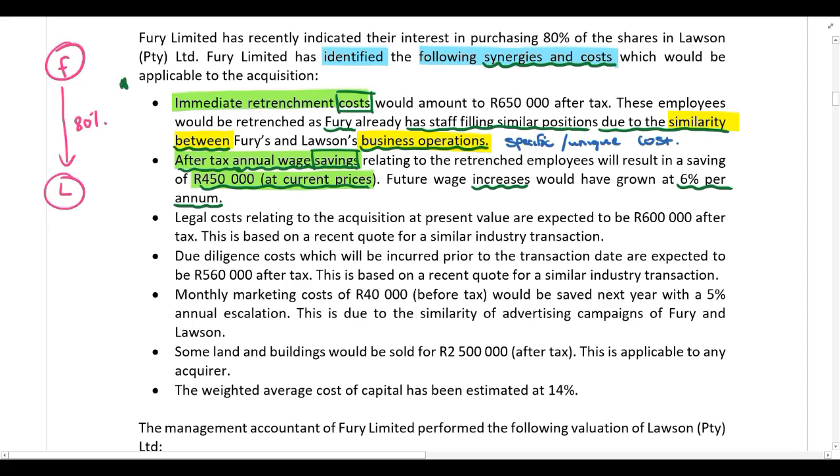So any old company can come along, buy the shares, and they get that saving. Then it's general. If that saving is specific to Fury buying the shares in Lawson, it's then specific or unique. Now, guys, the reason why the employees are being retrenched is because of the similarity of their business operations. So if the retrenchment cost was specific or unique, then this saving over here, which is as a result of the retrenchment, is also going to be specific or unique. So this is a specific or unique synergy.